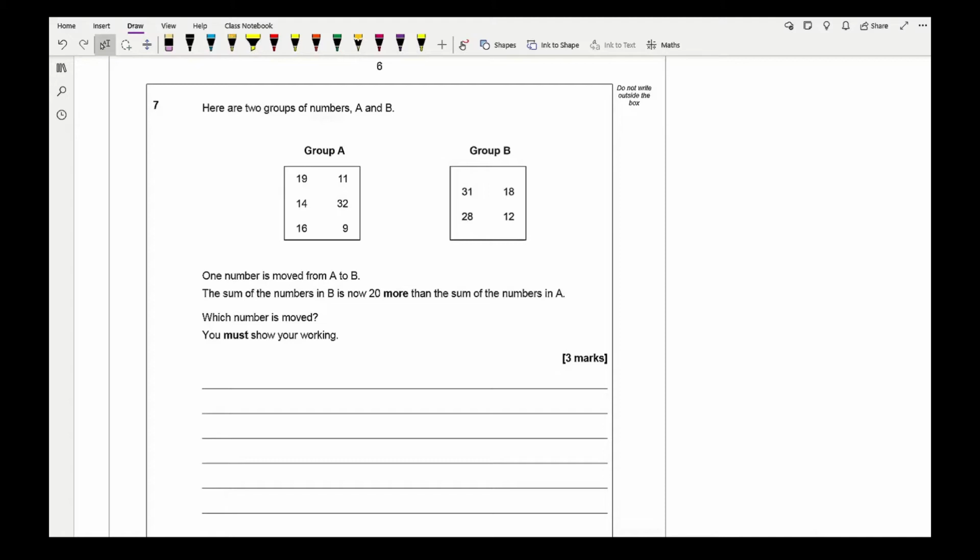Groups of numbers A and B. It says one number is moved from A into B, and the sum of numbers in B is now 20 more than the sum of the numbers in A. Which number has moved? You must show your working out.